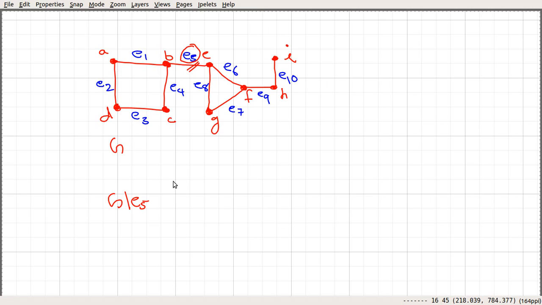When you delete E5, that is G minus E5, we get this graph. Deleting an edge means you just delete the edge; the vertices will stay, only the edge will get deleted. If you delete this edge, we get this graph, and again the graph becomes disconnected. Here we have two components: one component contains this subgraph A, B, C, D, and the other component contains this subgraph.